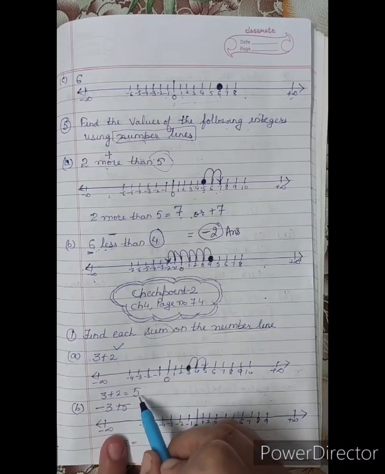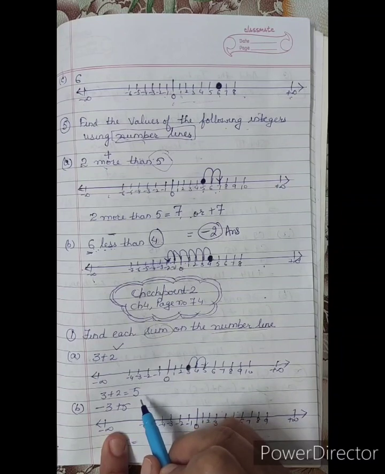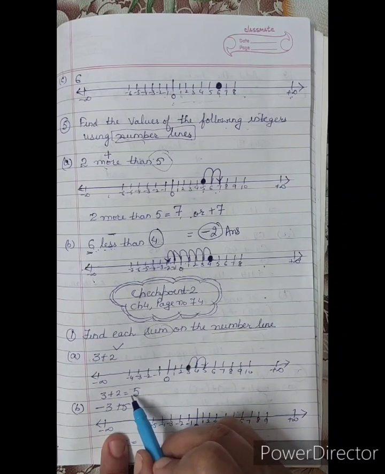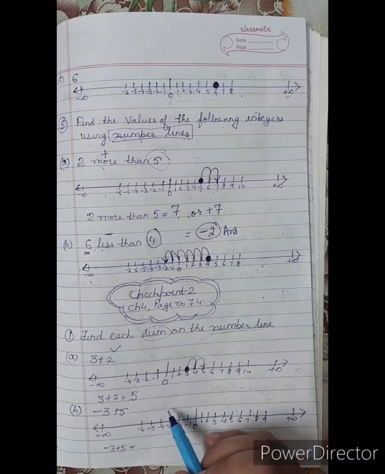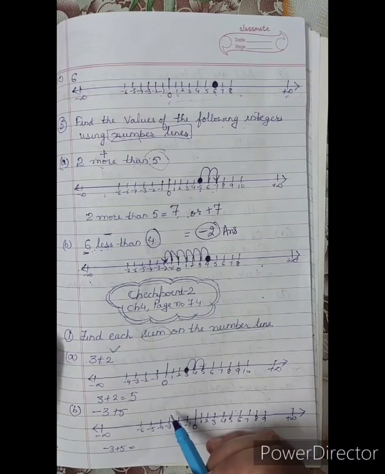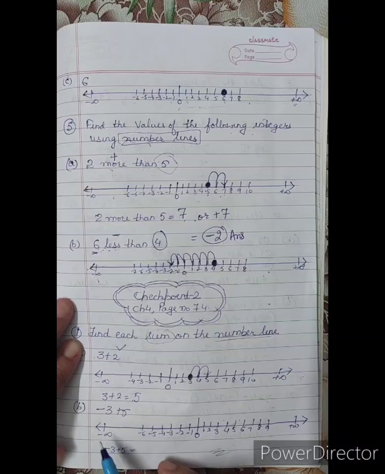So children, you can easily check 5 is a positive integer. As there is no sign in front, it means there is a plus sign in front. So 5 is a positive integer. Now let us move on to part B.